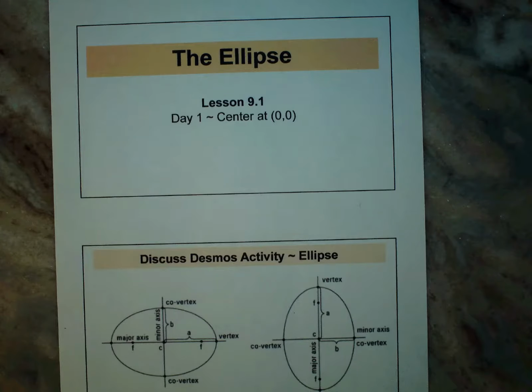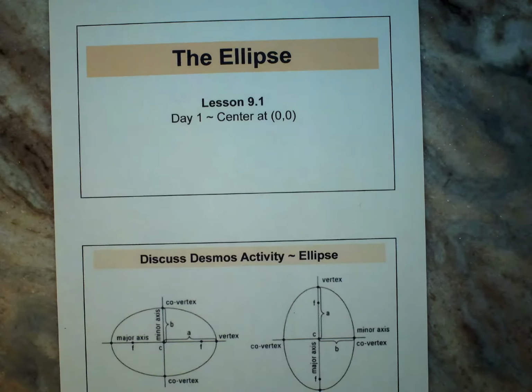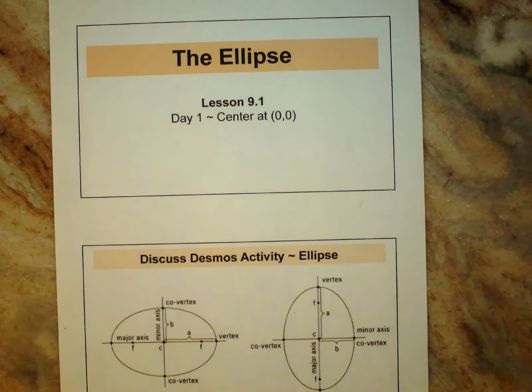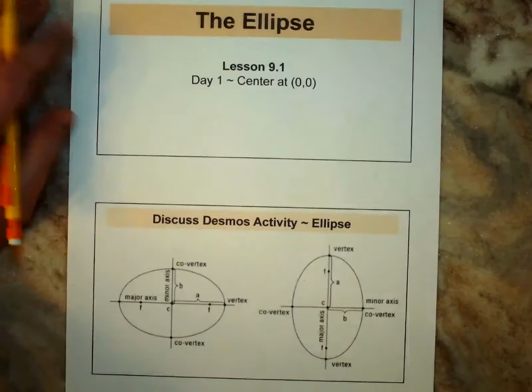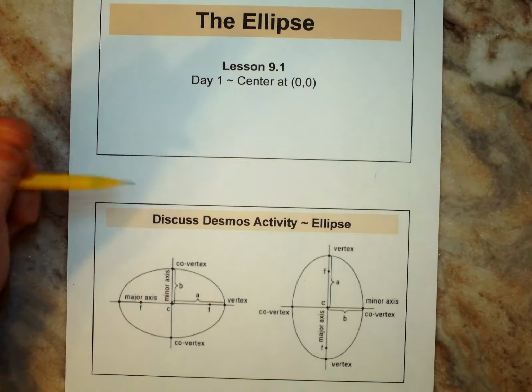All right, everyone, we've got the ellipse. It's our next conic. It's 9-1. First day, the center is at 0-0. So you should be doing this after you did the Desmos and took notes. So I'm just going to review a little bit.